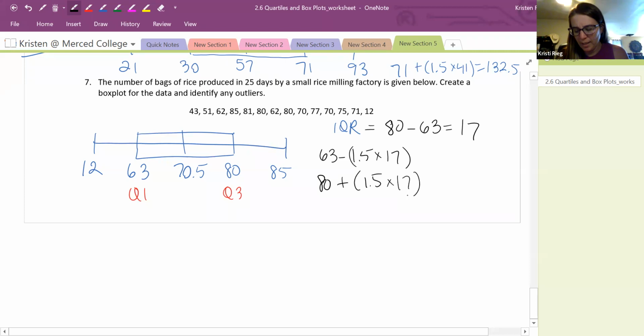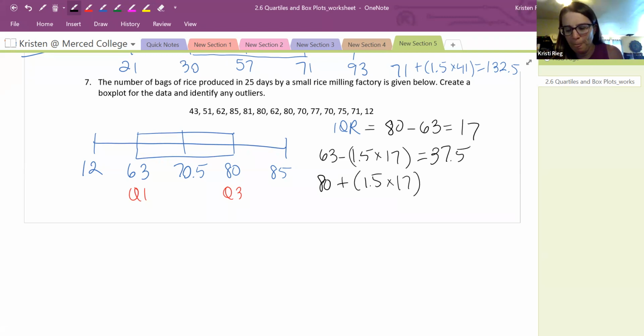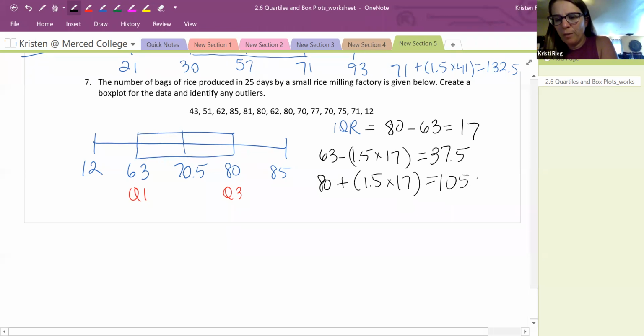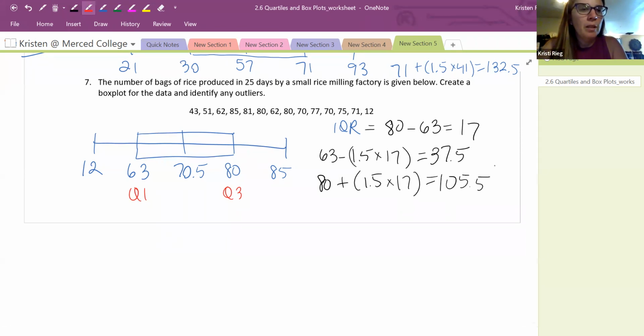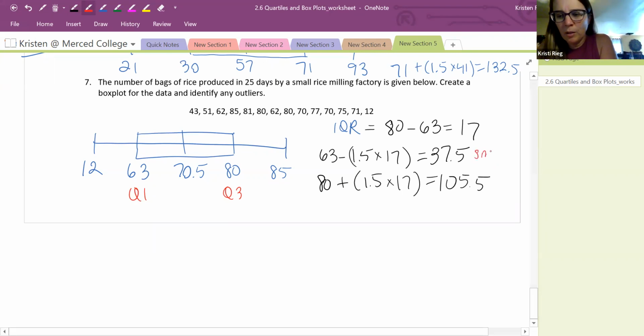I'm going to plug that in. 63, my Q1, minus 1.5 times my 17, the IQR, and I get 37.5. That's where anything smaller than that is going to be an outlier. So that 12 is for sure. We'll look at the numbers to see if there's any more. And then 80 plus 1.5 times 17 is 105.5. So I'm looking for numbers that are smaller than that guy or bigger than that guy.